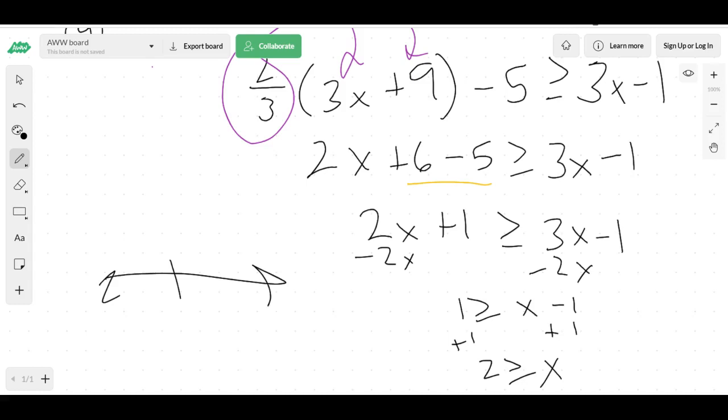So what I'm going to do is put 2 in the middle here. And we're going to go bigger. And again, this dot is filled in because I have a line underneath. And it's included. Let's try the next one.